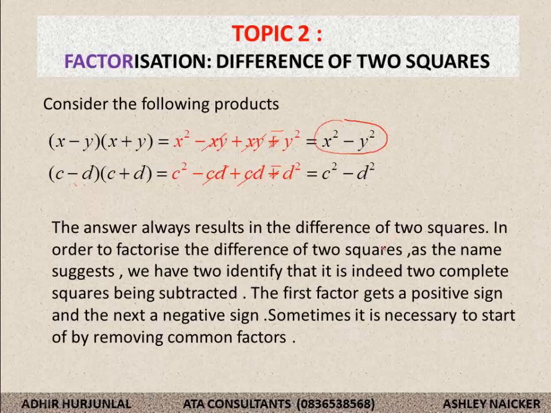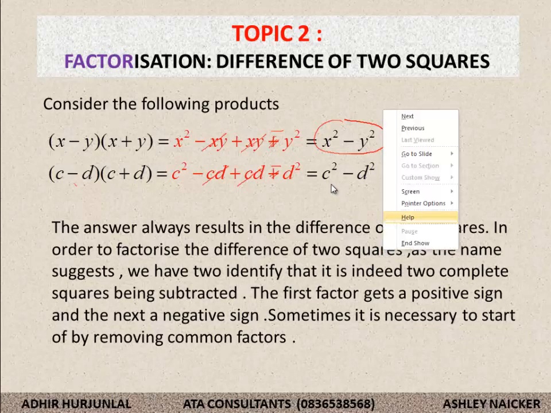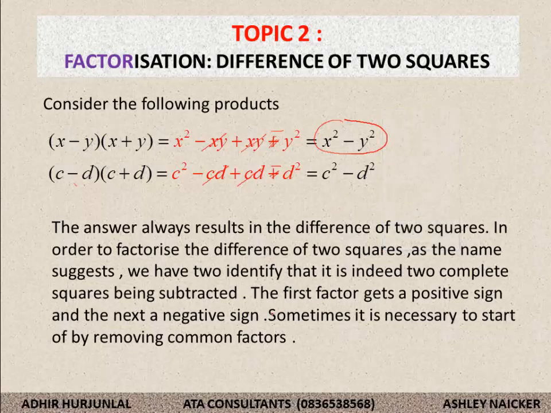In order to factorize the difference of two squares, as the name suggests, we have to identify that it is indeed two complete squares being subtracted. The first factor gets a positive sign and the next a negative sign. Sometimes it is necessary to start off by removing common factors. What I have done here, guys, is just a bit of theory. It will not make much sense to you, but let me explain what this exactly means.